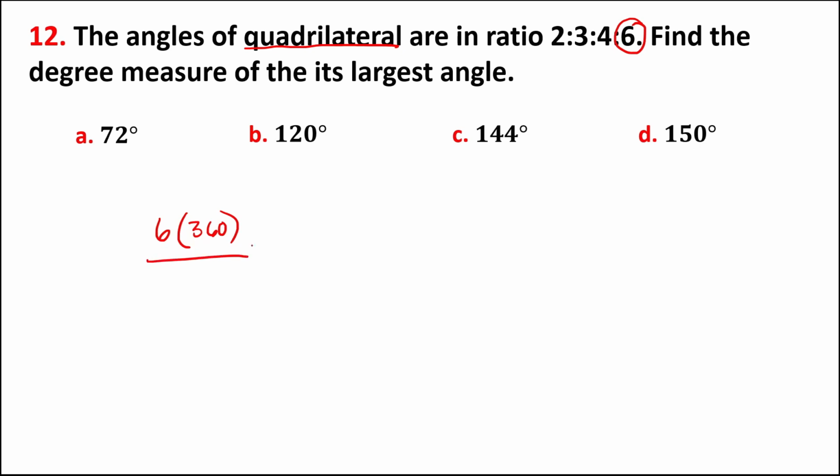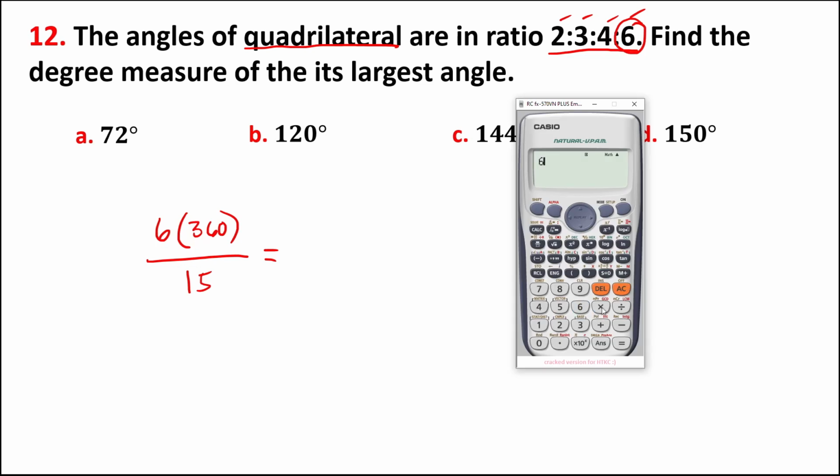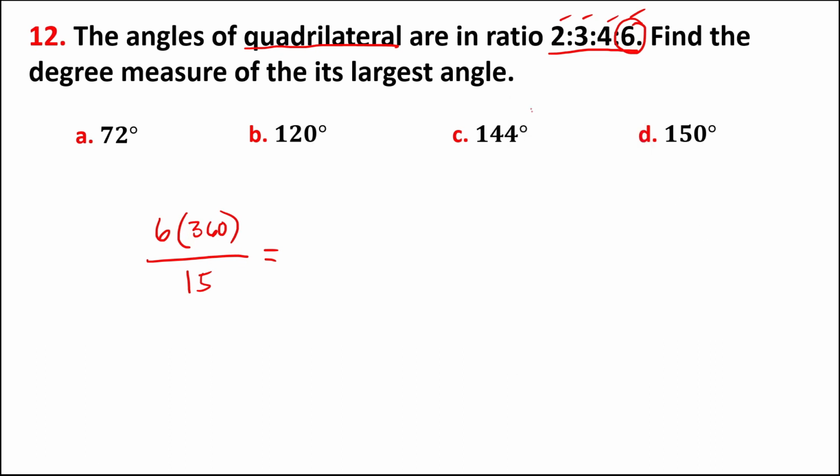Then divide by the sum of these numbers. 2 plus 3 is 5, plus 4 is 9, plus 6 is 15. So we now have 6 times 360 over 15. So 6 times 360 divided by 15 equals 144, so the largest angle is 144 degrees.